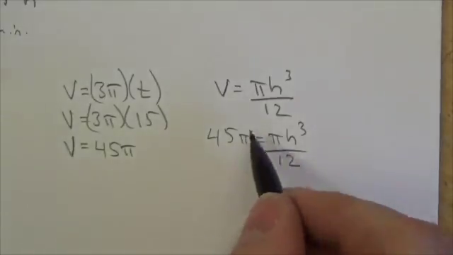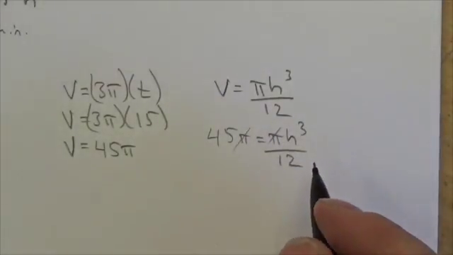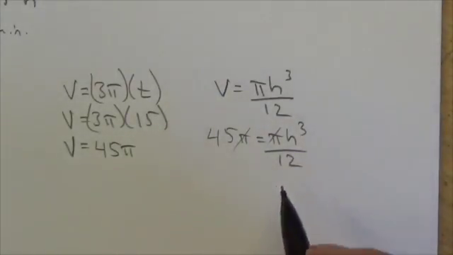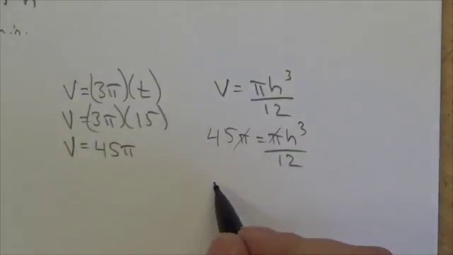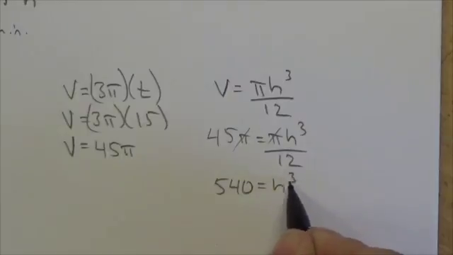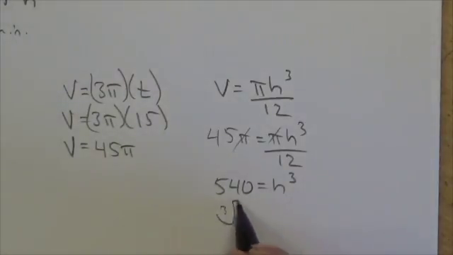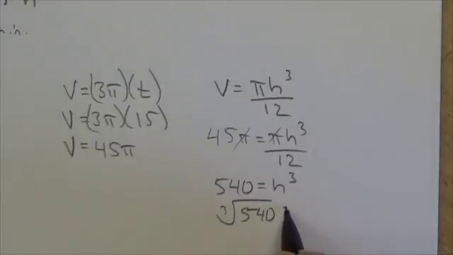All right, well, I can see right now the pi's are going to disappear. I'm going to be left with 45 times 12 here, so when I multiply those together, I'll get 540 is equal to h cubed. Now, I would love it if that had a perfect cube root, but it doesn't. What's the best I can do here? I suspect I can simplify this a little bit.